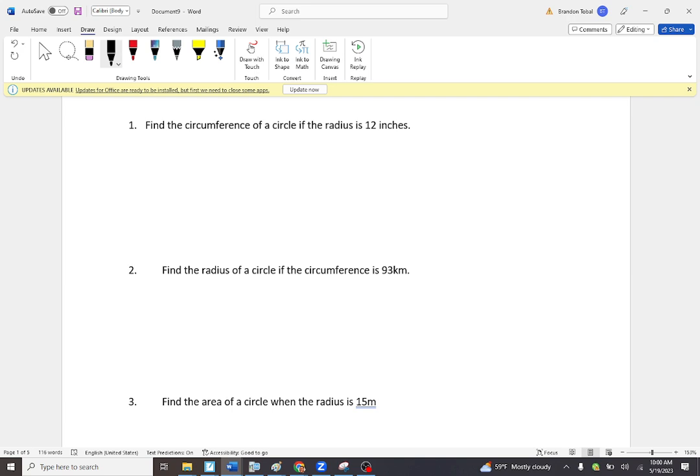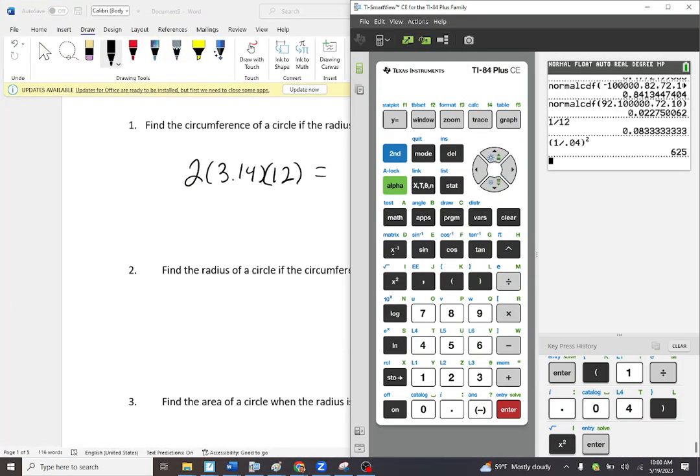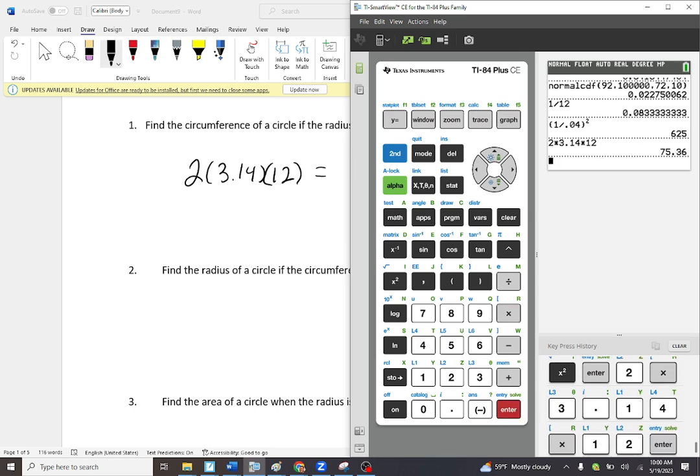All right. First off, the circumference of a circle is C equals 2 pi r. So if I'm looking for the circumference and I know the radius is 12, I'm going to do 2 times 3.14 times r, which is 12. And then I need my calculator. Let me put it in the corner over here. So I'm going to do 3.14 times 12. I'll move it out of the way. 75.36.